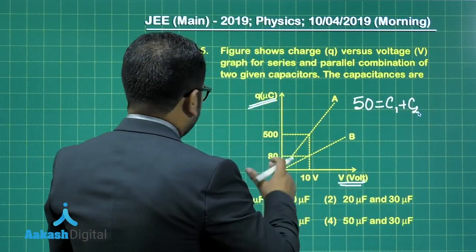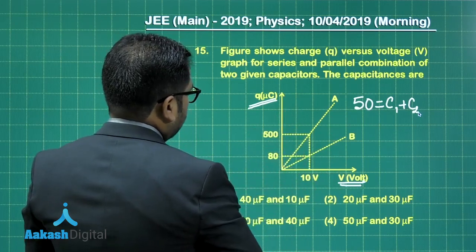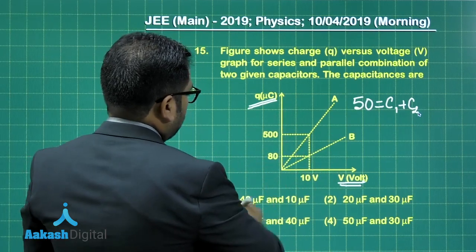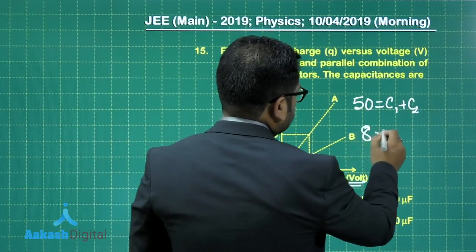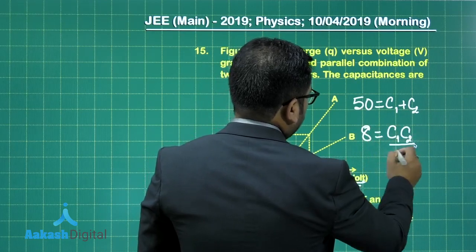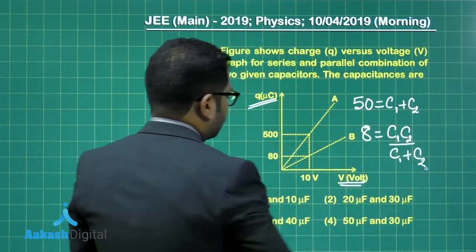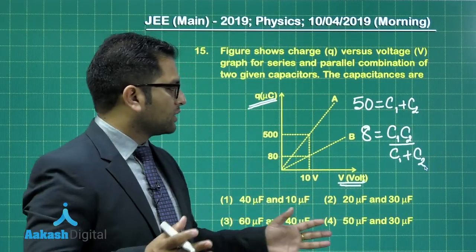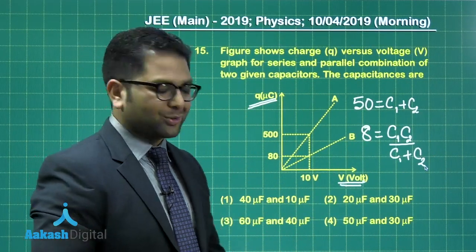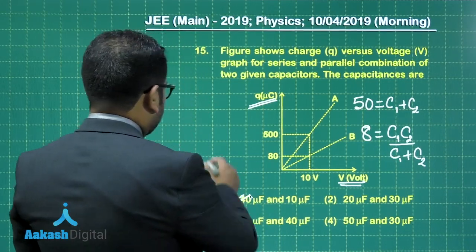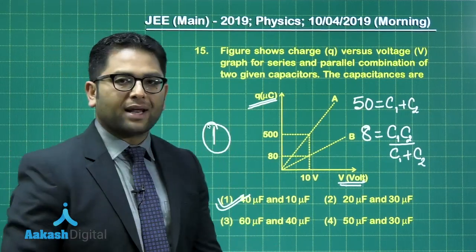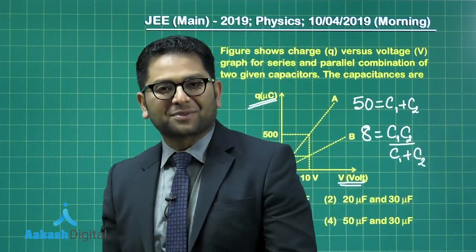And eventually, the second one, B, you could see is 80 by 10. So the slope here would be 8, and 8 is C1 C2 divided by C1 plus C2. There you go. We got two equations, two unknowns. You just make a small amount of calculation. You would get C1 and C2 as 40 microfarad and 10 microfarad respectively. So option number 1 is the correct one for question number 15. There you go. The halfway mark has been crossed. Now let's go to the 16th question.